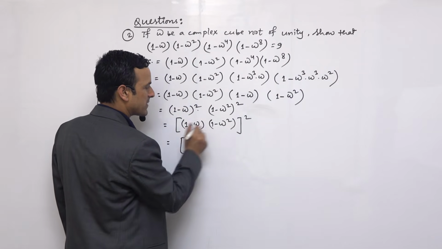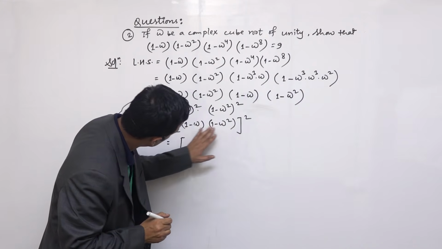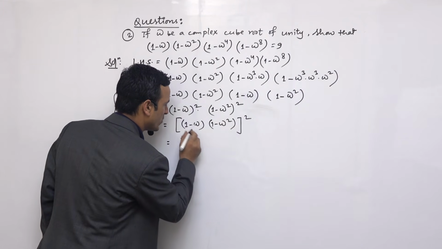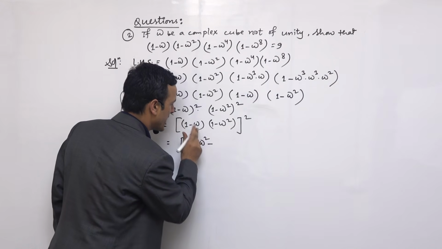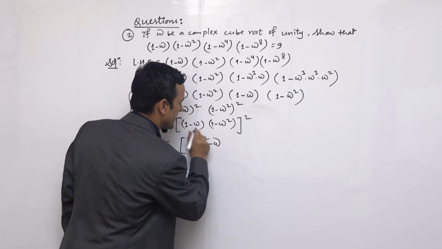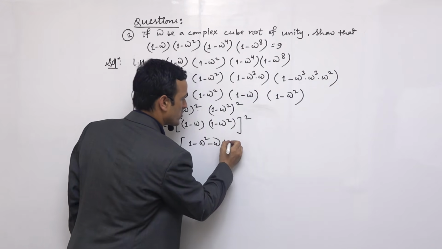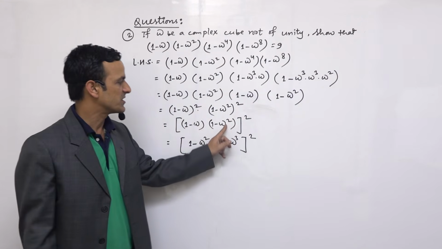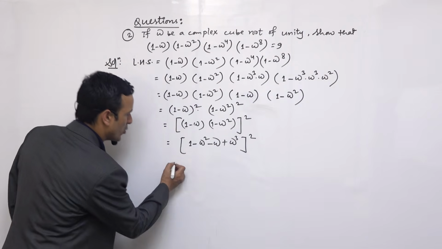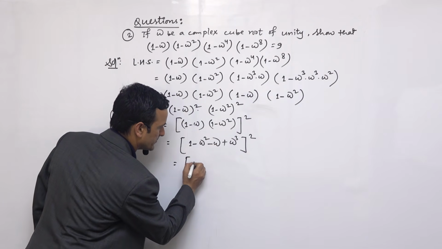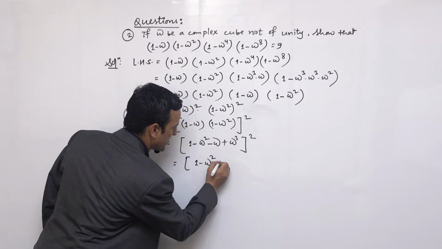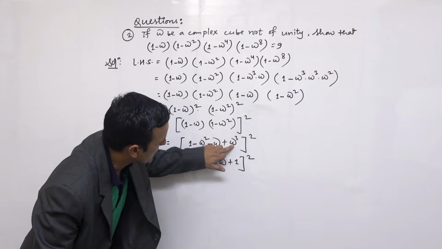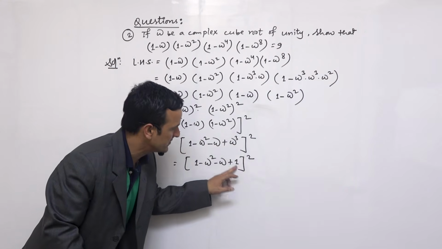And now we can multiply over here. Omega cube is nowhere here, so we can multiply. 1 into 1 is 1, 1 into omega square, omega into 1 is omega, minus minus plus, omega into omega square is omega cube, whole square. This into this means omega cube. So let's solve it. 1 minus omega square minus omega plus 1, whole square. Here is also omega cube, so omega cube is 1.